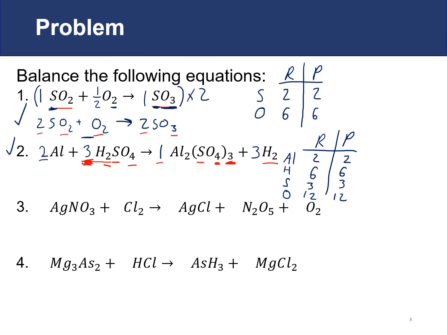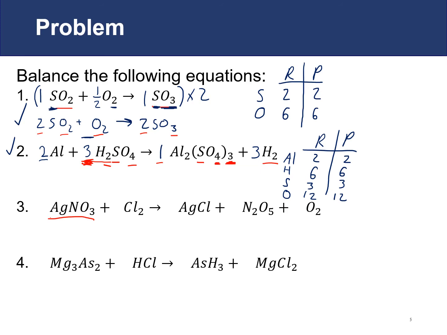Let's do the next one. The first thing I'm going to do is look for the molecule that has the most different types of elements. My first molecule is AgNO3, so there are 3 different types of elements there. The chlorine only has 1, AgCl only has 2, and N2O5 only has 2, and then the oxygen at the end only has 1 type of element.